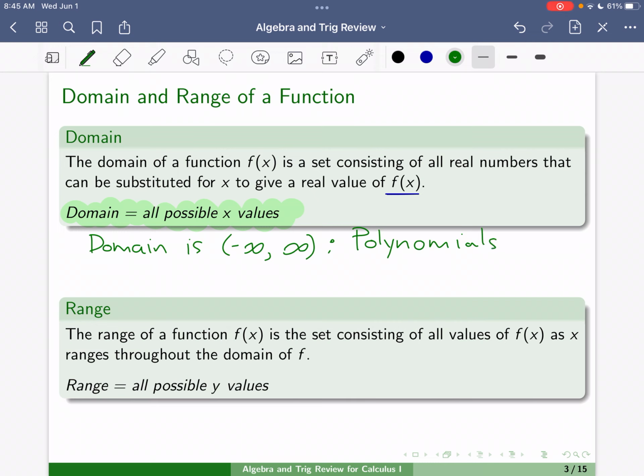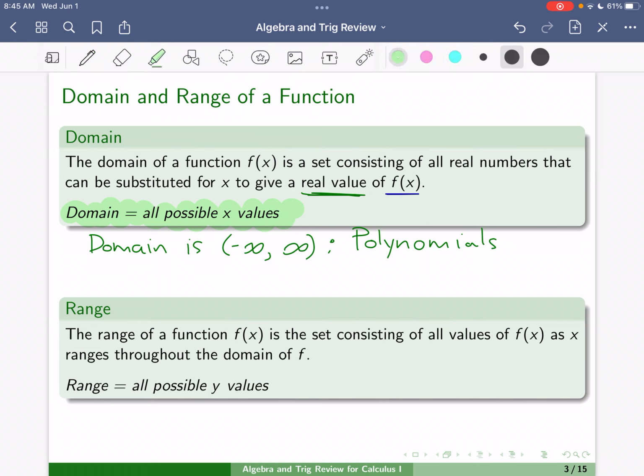If you have rational functions, the things that tend to give you problems are functions where you have a denominator. Remember, we're not allowed to divide by 0, so anything that would make a denominator 0, the values that would make that denominator 0, would not be included in the domain of the function. If it's a real valued function, anything that would cause us to have imaginary or complex numbers would not be in the domain. So if we have even roots, anything that would cause us to have a negative underneath the even root would not be in the domain.